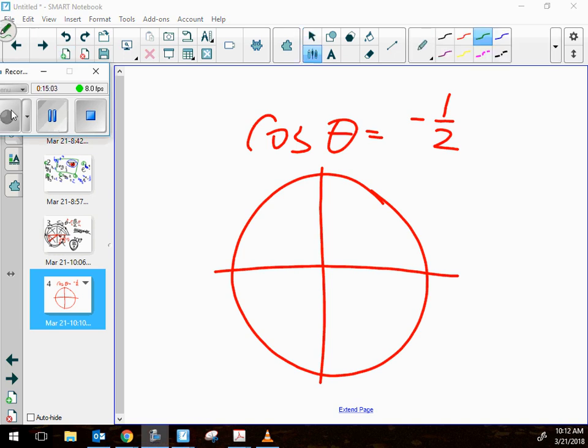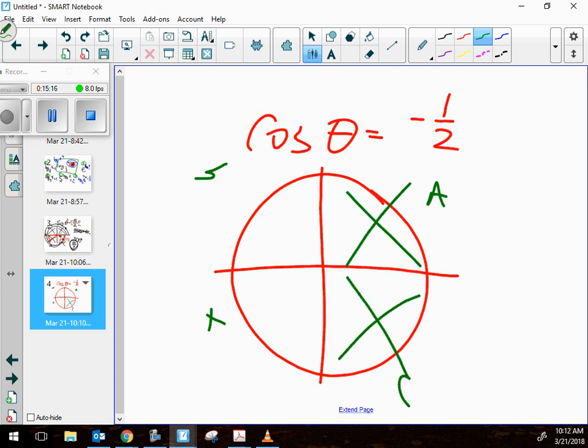Okay, first off, cosine was negative. That ruled out 2 of the spots. Students, take calc. Cosine was negative, so we couldn't be here or here, because those are places that cosine is positive. How many of you were in the right 2 quadrants, quadrant 2 and quadrant 3? Raise your hand if you had that part right. Good.